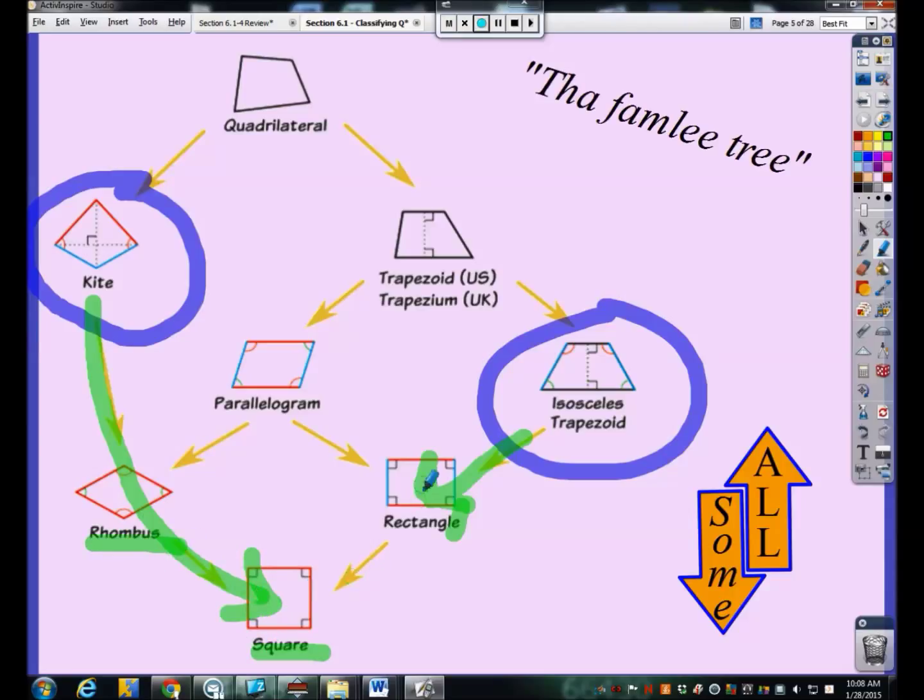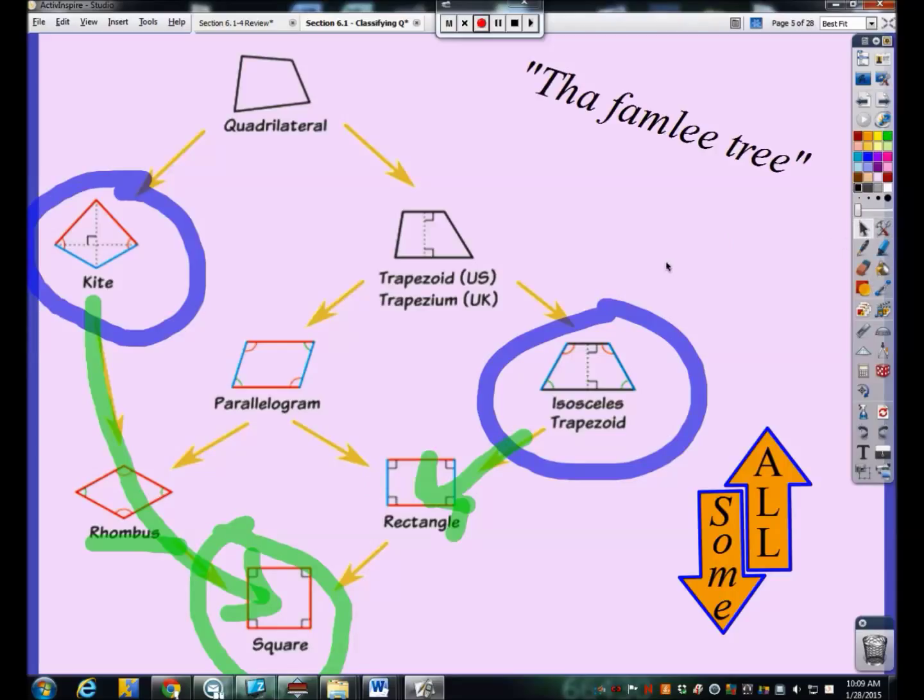We'd have to move up against the current to get to a rectangle, or we'd have to flow from a rhombus up to a parallelogram to get down to a rectangle. So is it true that some kites are isosceles trapezoids and they are rectangles? No, that would be a false statement. Again, the only way that kites can be isosceles trapezoids is if and when they're squares.